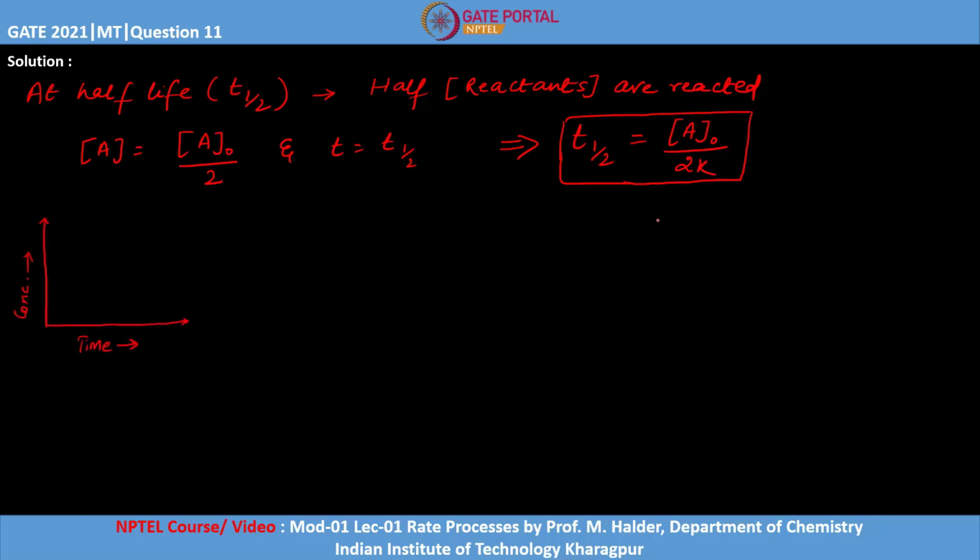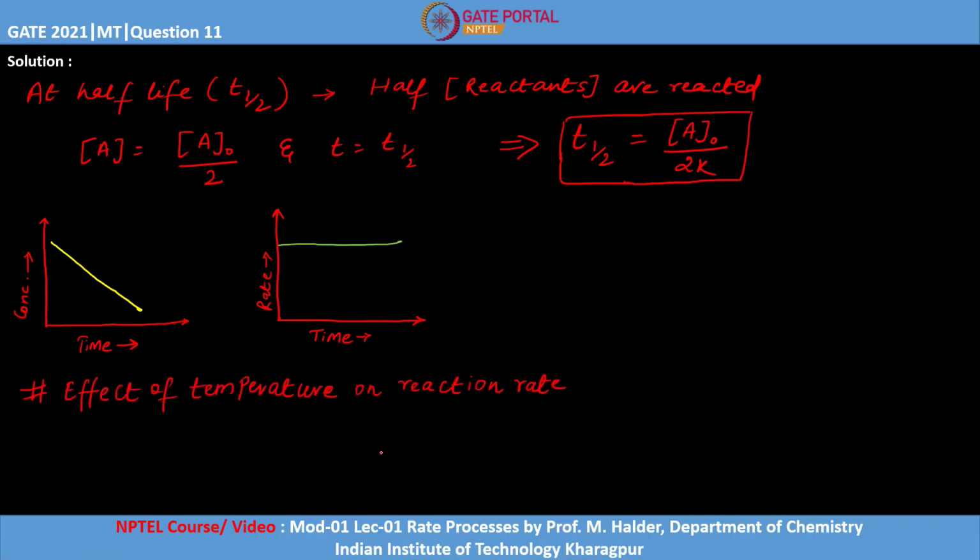Now, if you try to plot the graph between concentration versus time, you will get a straight line which will look like this, like y is equal to mx plus c. And on the other hand, if you try to plot rate versus time graph, it will have a line which will be parallel to the time axis. So the rate won't be changing with the time, it will be constant like this.